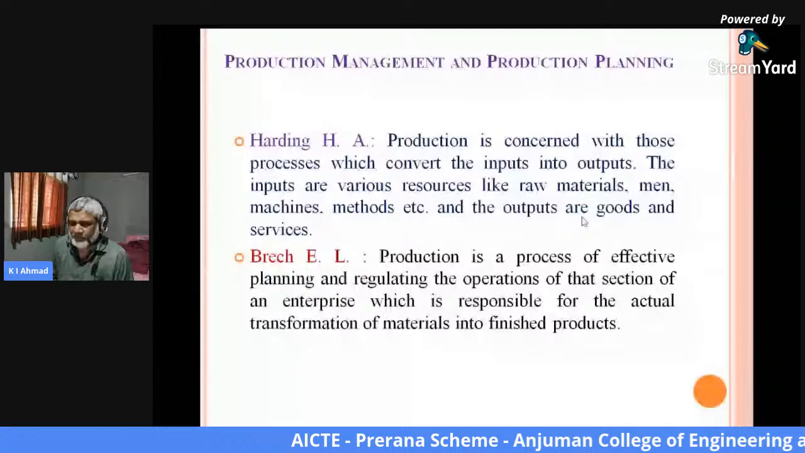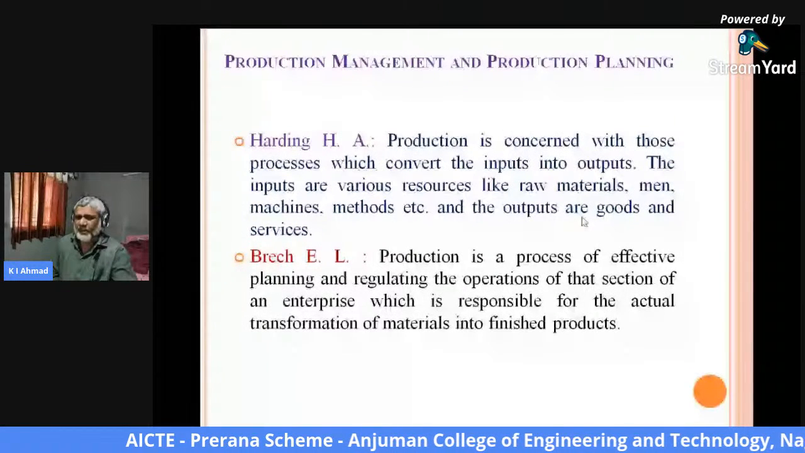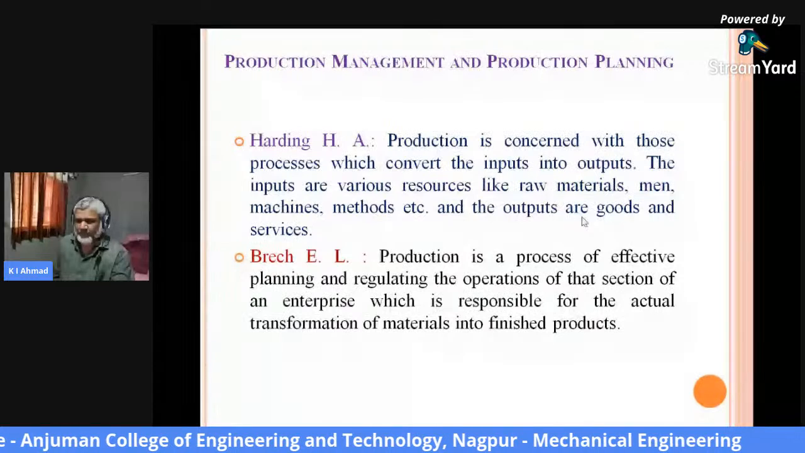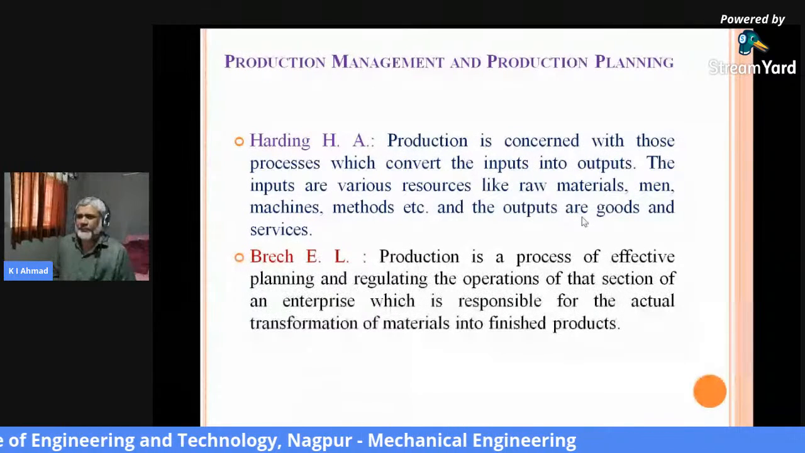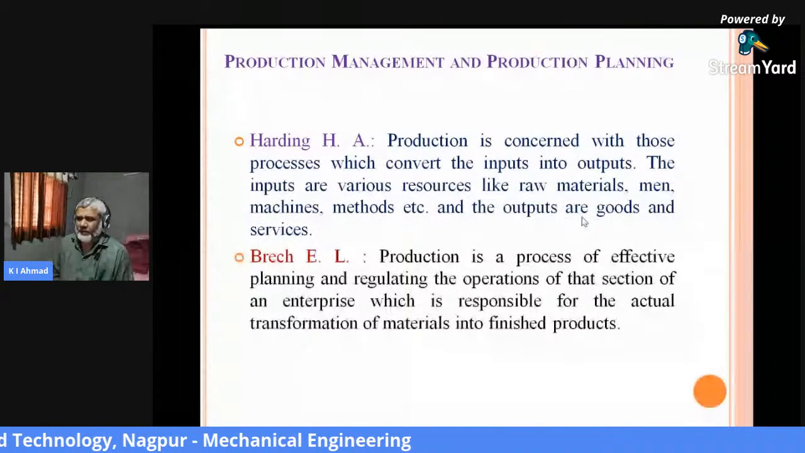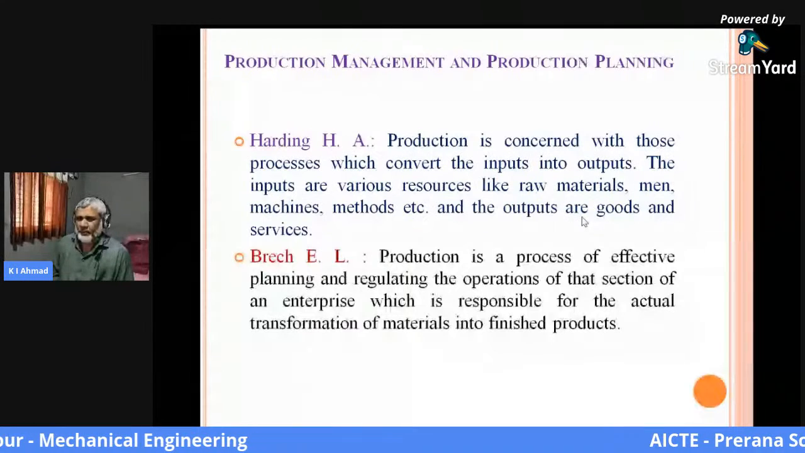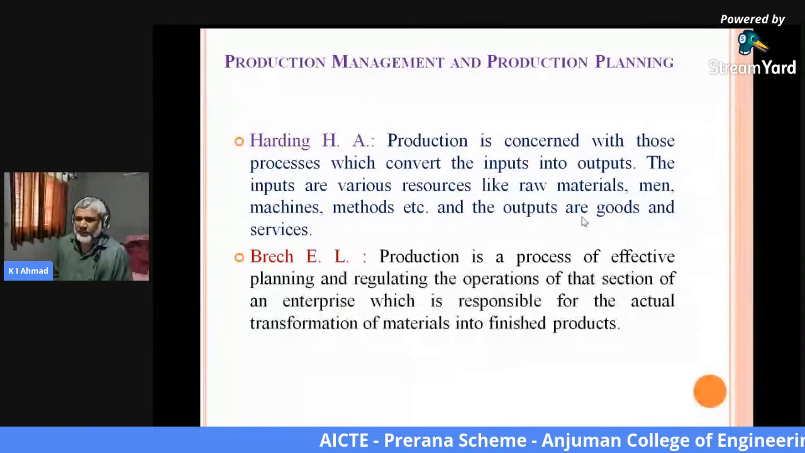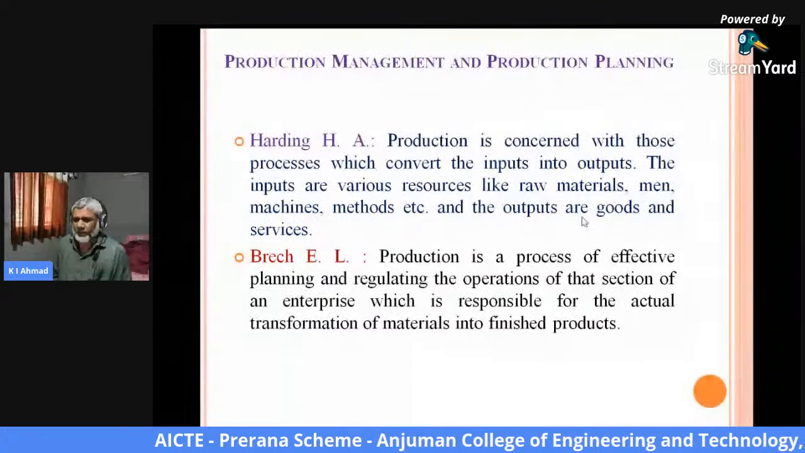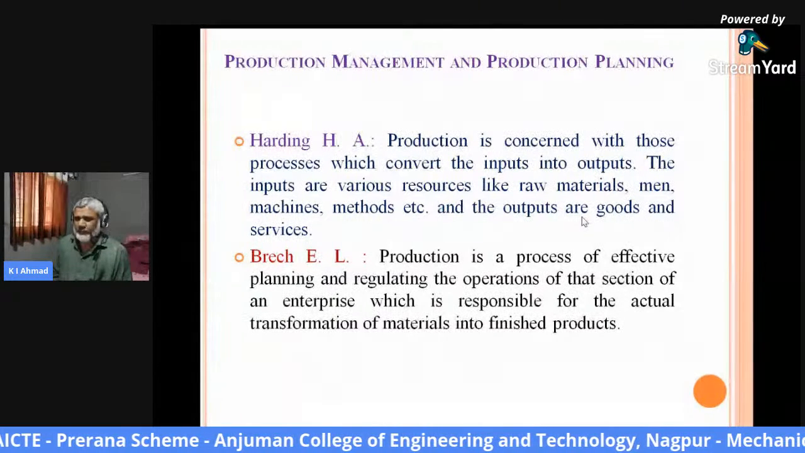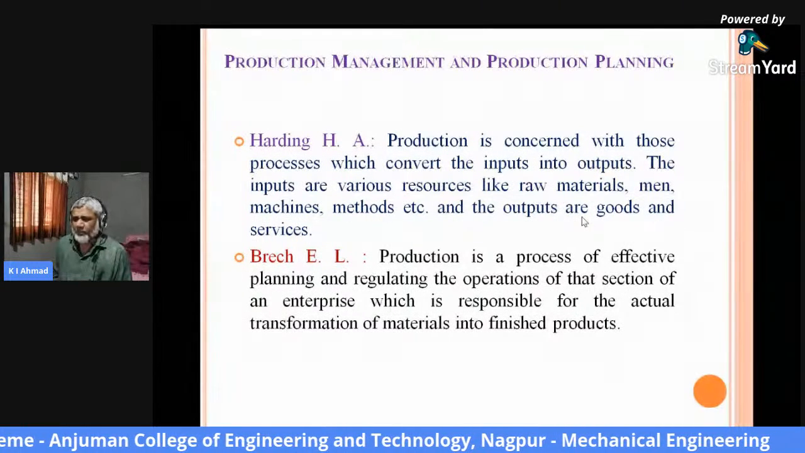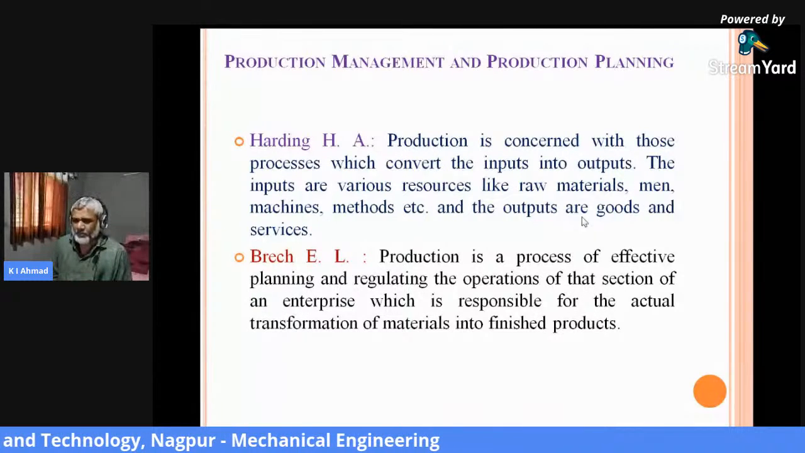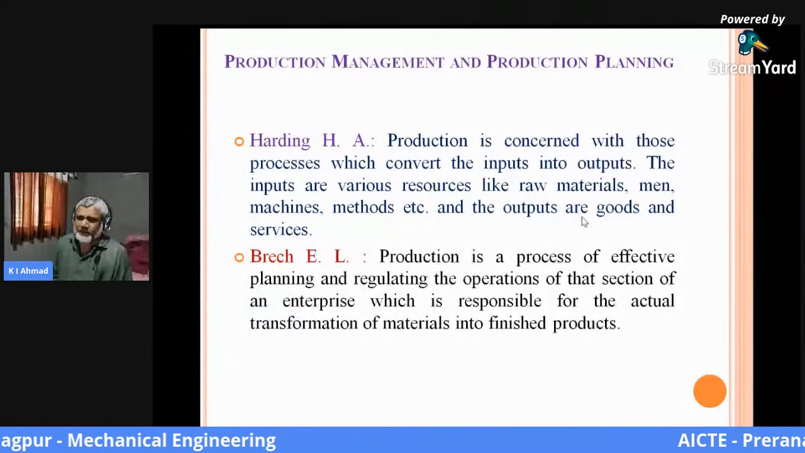Dear students, as you are well aware, production management and planning is one of the most important factors associated with the industries. Without managing the production and without planning the production, it is not feasible to achieve the required outputs with the minimum benefits which the company or the management wants. So first we will try to understand what production is.